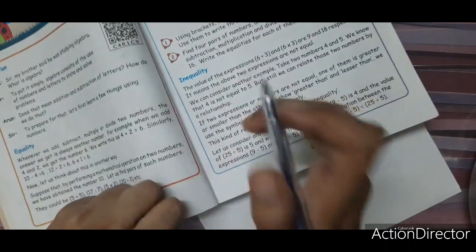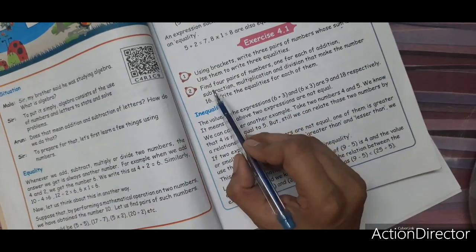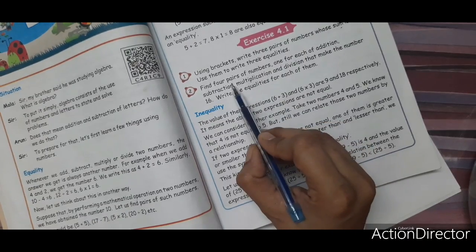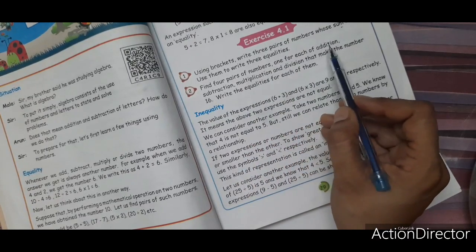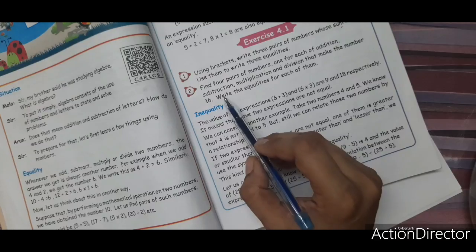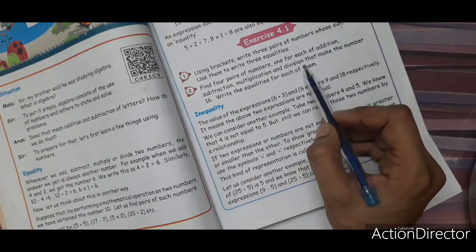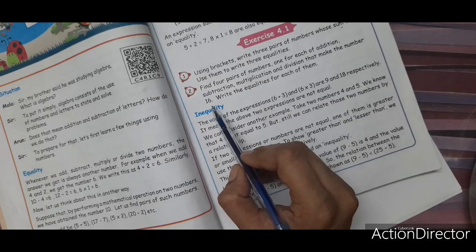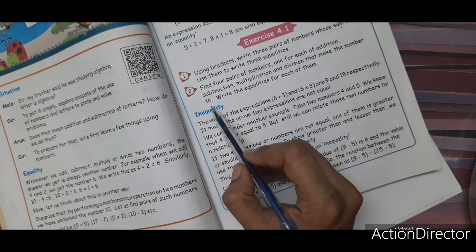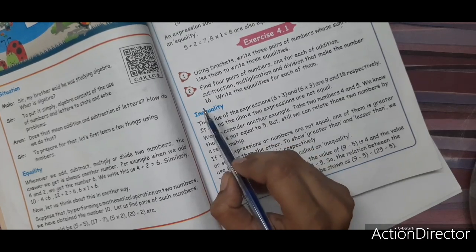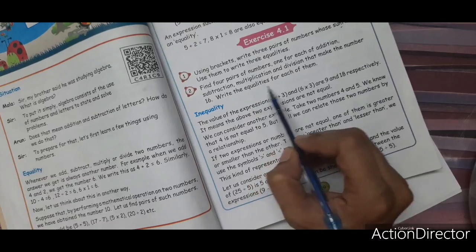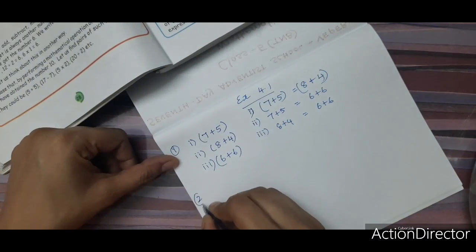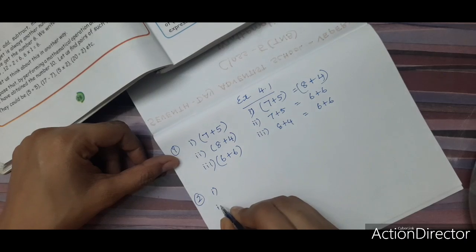Next one, next sum. Find 4 pairs of number. How many pairs we are going to find? 4 pairs. One for each. Addition ku one, subtraction ku one, multiplication ku one, division ku one. The answer we have to get is 16. So the numbers add panna 16 வரணும், subtract panna 16 வரணும், multiply panna 16 வரணும், divide panna 16 வரணும். அதை வச்சு we are going to write the equalities. Okay, so second sum.